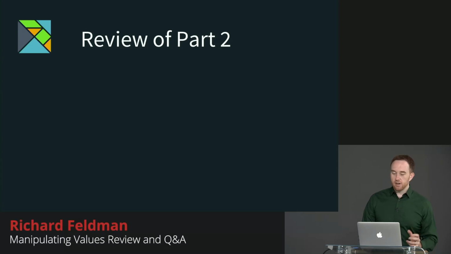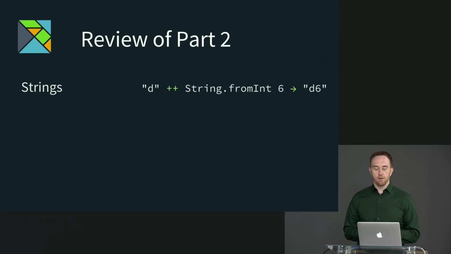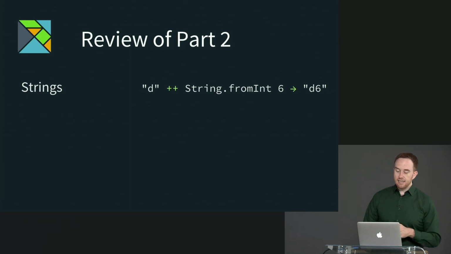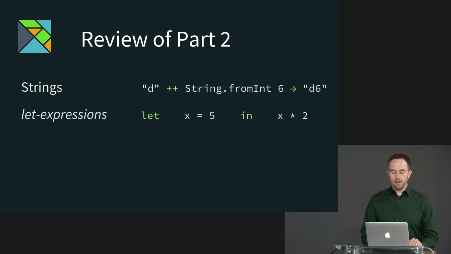So to recap the things we talked about here, first we talked about strings and how you can combine them. If we say the letter D plus plus String.fromInt 6, that will give us the string D6. If we have a let expression, we can say let x equals 5 in x times 2. We can put as many different values as we want inside that let expression. The entire expression evaluates to what comes after in.